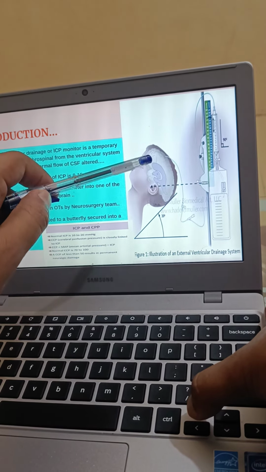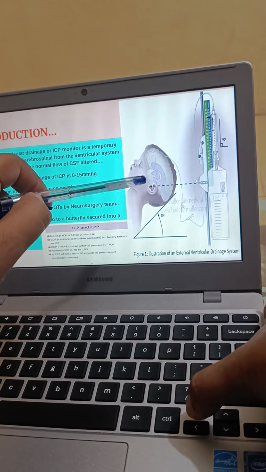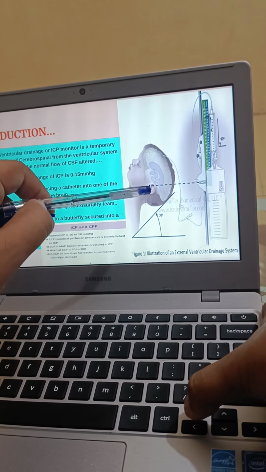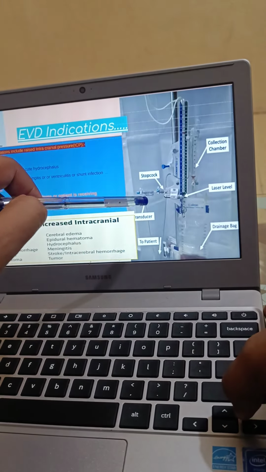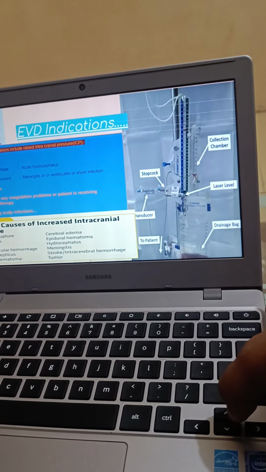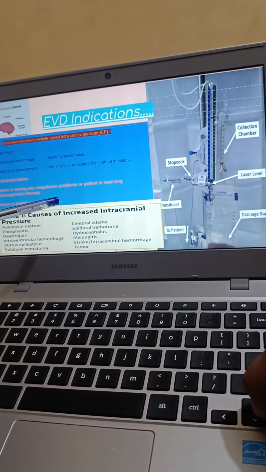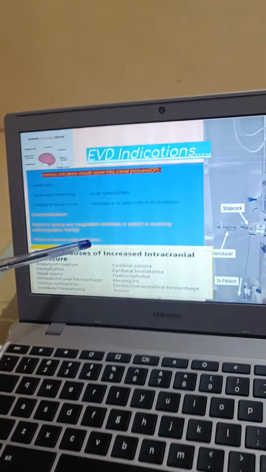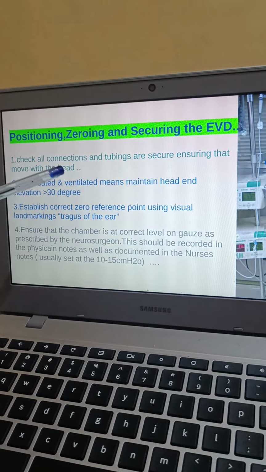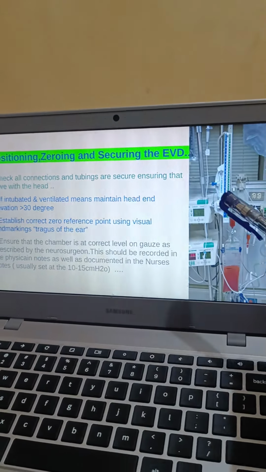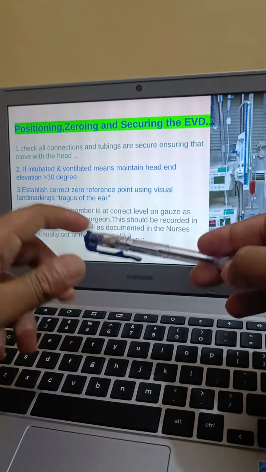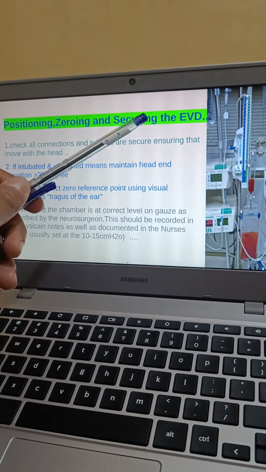That's why it will cause minimal infection, and also less injury to the patients. That's why if a patient has a scalp infection, usually they are not going to insert this EVD catheter. Then see, this is the nursing management I am saying: positioning, zeroing and securing the EVD.